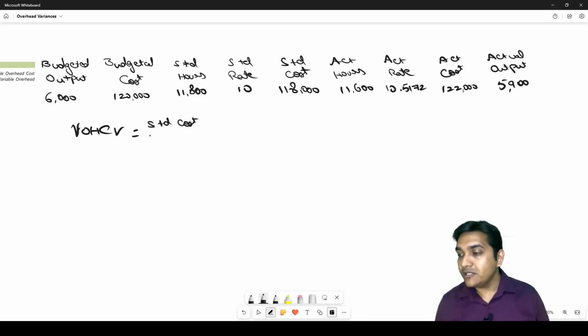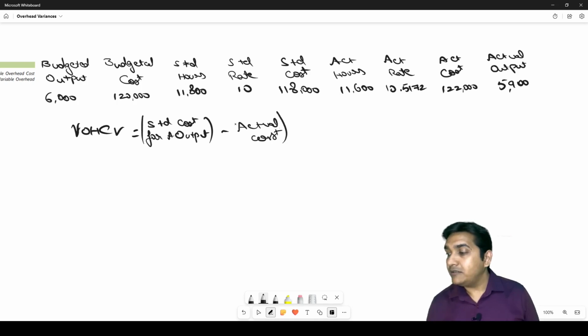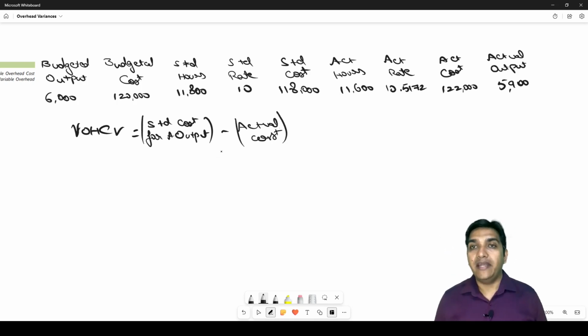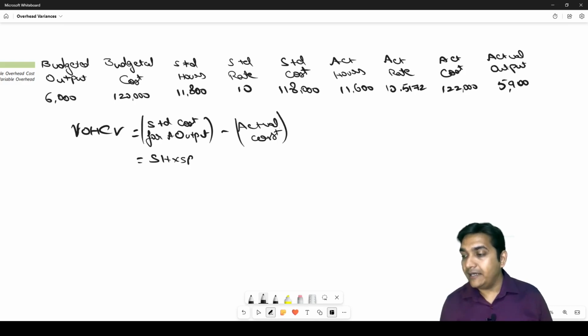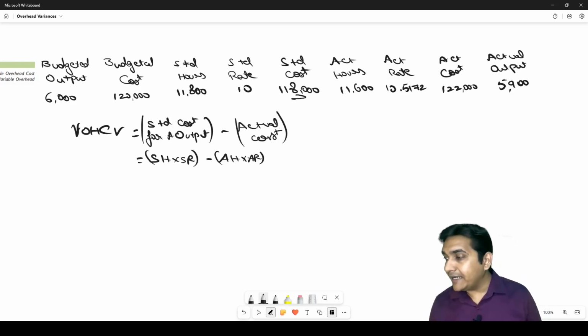Standard cost for actual output. Standard cost for actual output minus actual cost. Or we can write it as standard hours into standard rate minus actual hours into actual rate. Right? So the standard cost for actual output is equal to 1,18,000.